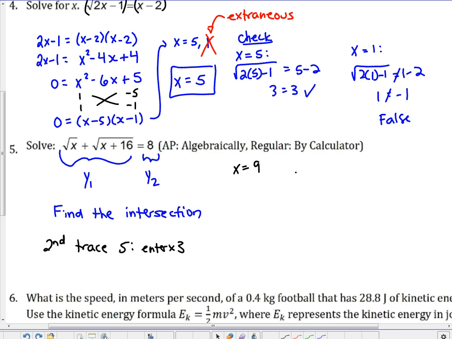You can check if you want. Does root 9 plus 16 equal 8? Well, we get 3 plus root 25, which is 8. You can do that for everyone if it's a multiple choice question. If it's a numeric, I'm asking for extraneous, no, or written response, no. You have to be able to solve algebraically if it's written response, because that's what I'm going to ask of you. I'm telling you now. Okay, you can also check your work with it.